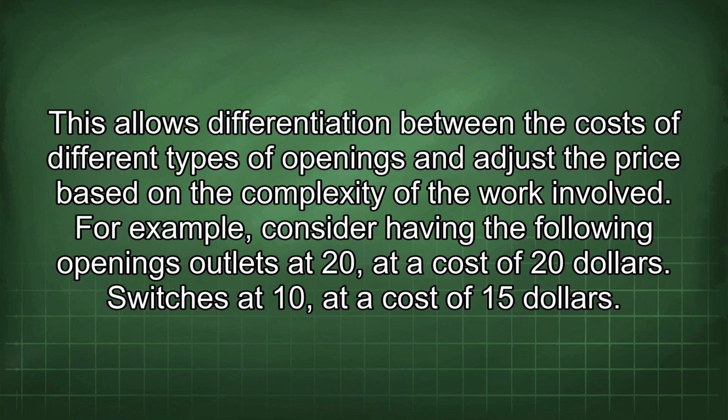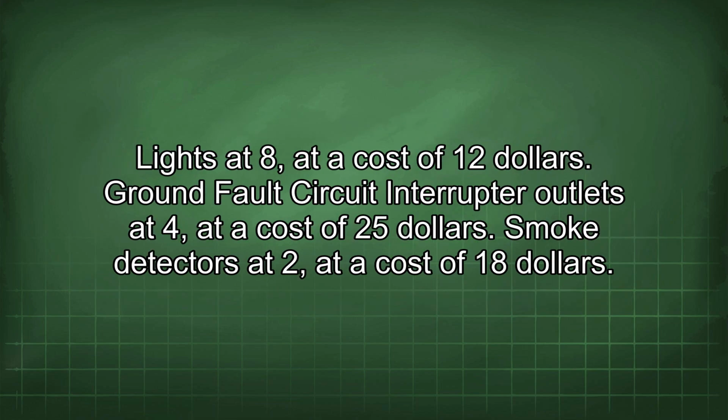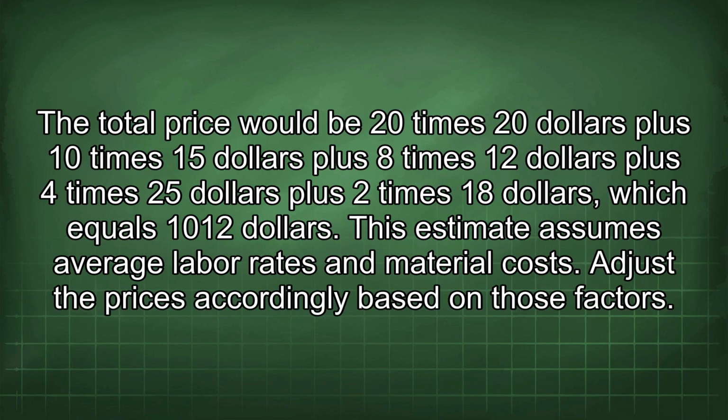10 at a cost of $15, lights, 8 at a cost of $12, ground fault circuit interrupter outlets, 4 at a cost of $25, smoke detectors, 2 at a cost of $18. The total price would be 20 times $20 plus 10 times $15 plus 8 times $12 plus 4 times $25 plus 2 times $18, which equals $10–12.